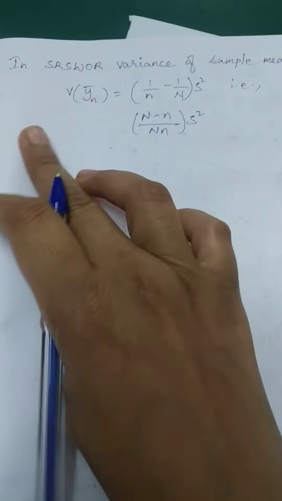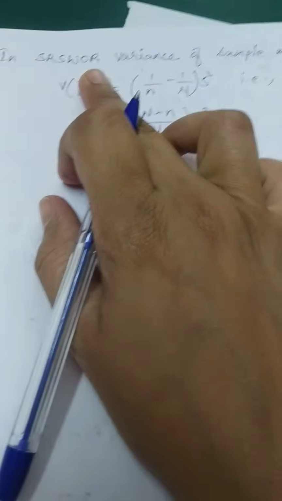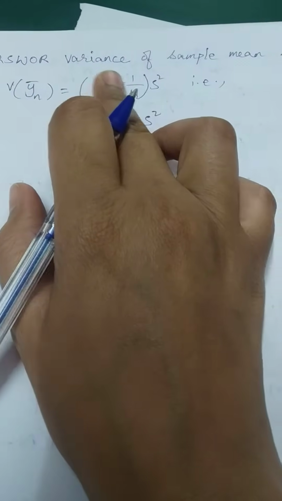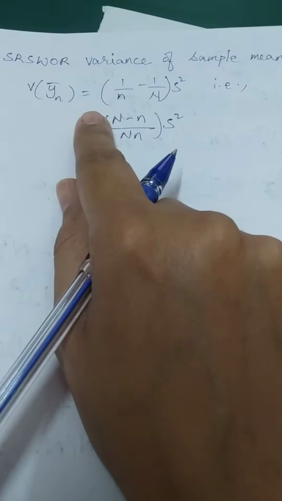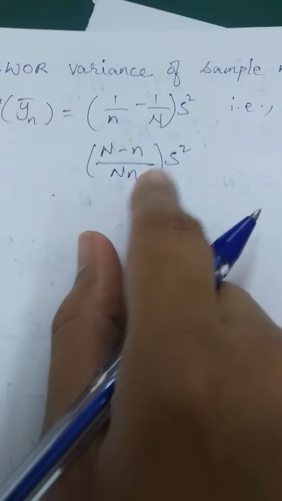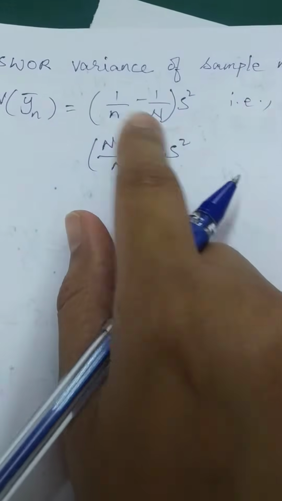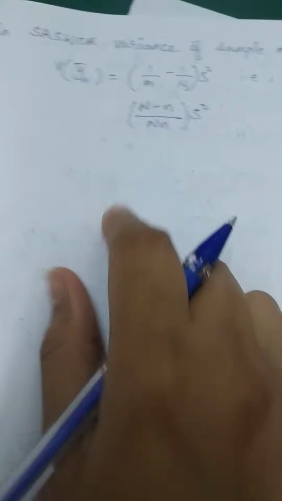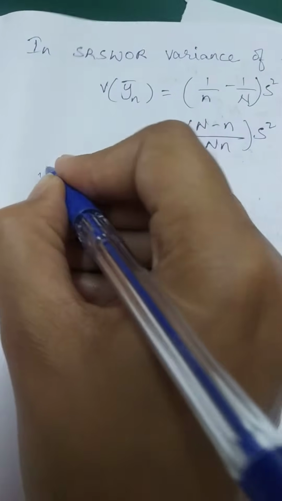Hello students, today we are going to discuss, in simple random sampling without replacement, the variance of the sample mean, which is equal to variance of y bar of n is equal to 1 by n minus 1 by capital N S square. You can write it as, cross multiply, it will become this one. So this is the question. Now we are going to do the proof of it.